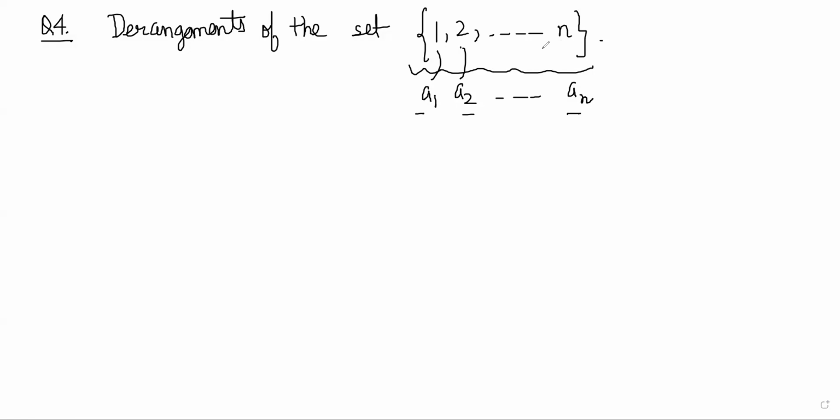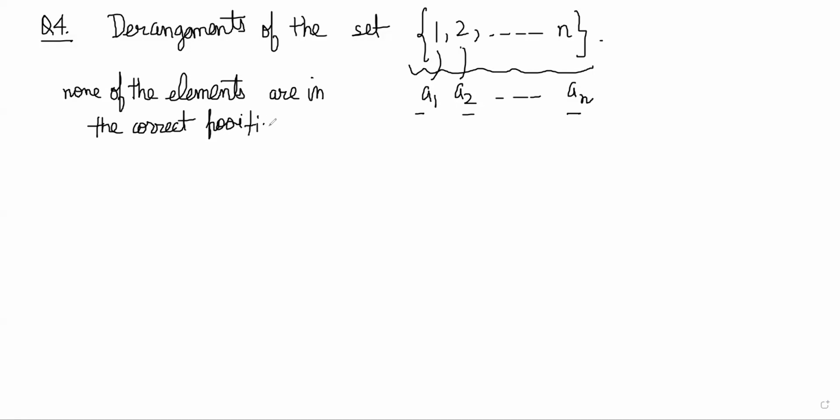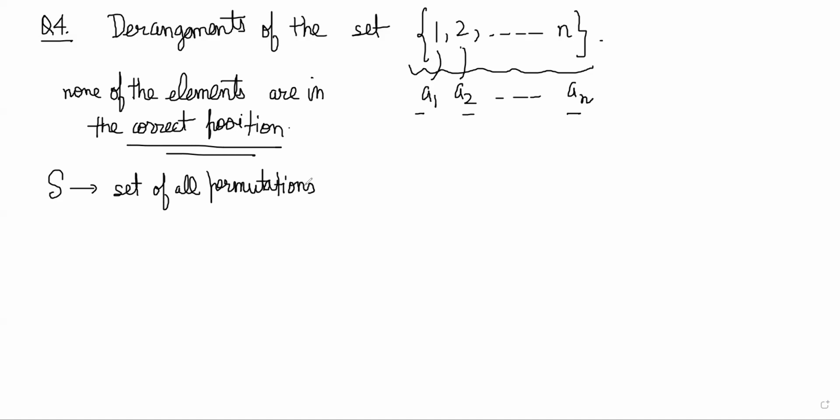When you do a derangement, you are basically rearranging or getting a new permutation of the set such that none of the elements of the set are in their correct position. So basically that is the idea of derangements of a set. What you need to count is the total number of derangements. So let's do it by inclusion and exclusion principle again. Let S be the set of all permutations of 1 to n.